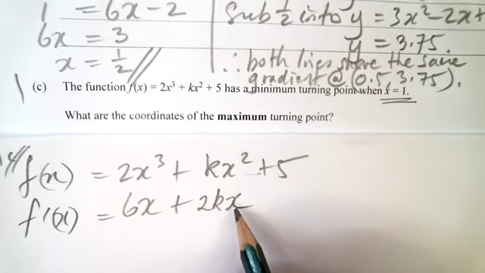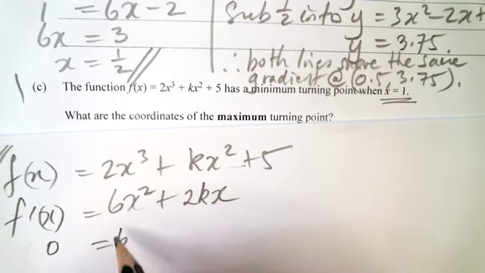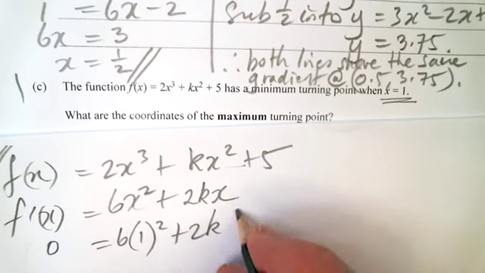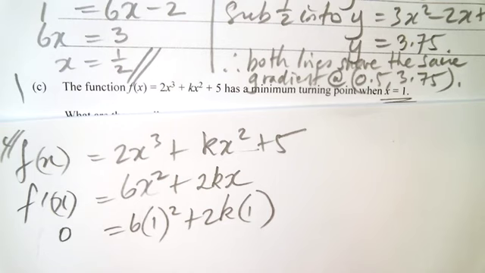If I put a 0 in here now, pop the x in for 1, 6 times 1. Oh gosh, sorry, this is going to be squared as well. I just got a bit too excited there and tried to get through it quickly. This is going to be 6 times 1 squared plus 2 times k times 1. And then we're going to solve for k.